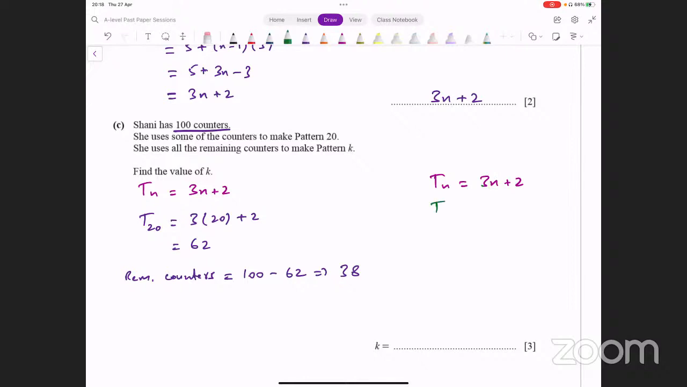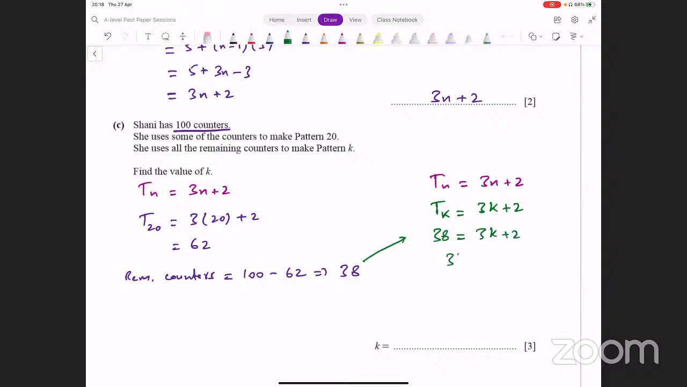You can write that way. n की जगह k आ जाएगा, so that's tk equals 3k plus 2. n की जगह पे आपने k डाल दिया, राइट? अब हमें पता है कि पैटर्न k के अंदर कितने काउंटर्स यूज हो रहे हैं, 38 यूज हो रहे हैं। तो हम क्या करेंगे, इसकी जगह पे 38 डाल देंगे, 38 equals 3k plus 2.